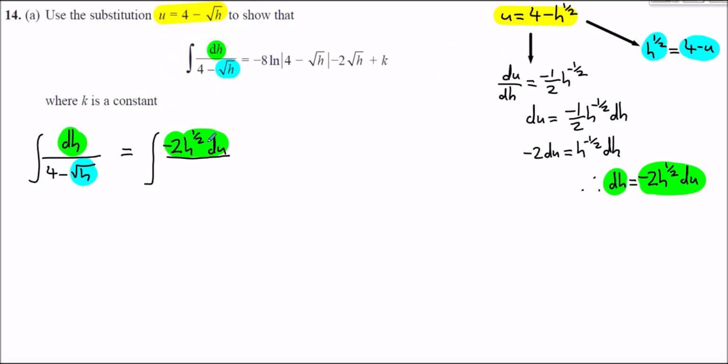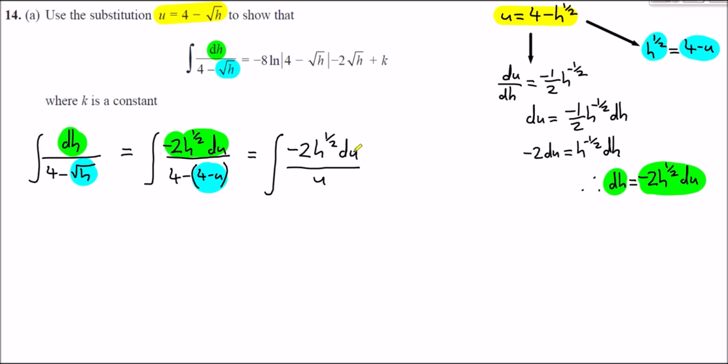So the bottom is going to become 4 minus u, which again we can simplify now. So 4 minus 4 will obviously cancel, which is no bad thing. And so if we just rewrite this now, I'm going to have on the top -2h to the 1/2 du, and on the bottom 4 minus 4, as I say, cancels, and minus u, of course, will become plus u.